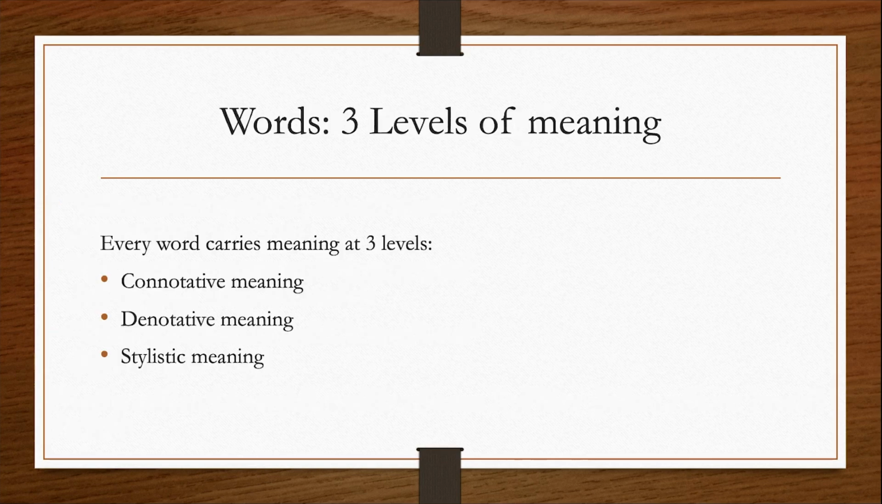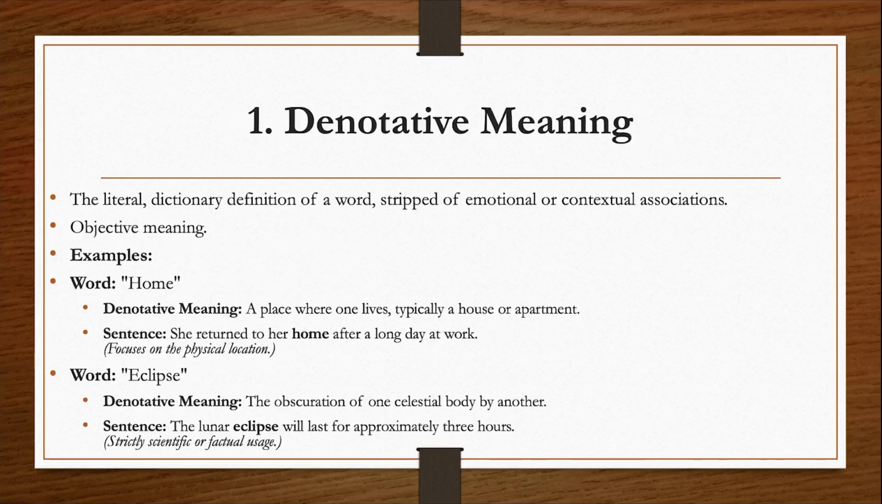Okay, now always remember that, students, any word carries three levels of meanings. Now there are meanings attached to the words, and words carry meanings at different levels. Now there are three levels of meanings with any word. Every word carries meanings at three levels, that is, connotative meaning, denotative meaning, and stylistic meaning. Now let's see what these words mean.